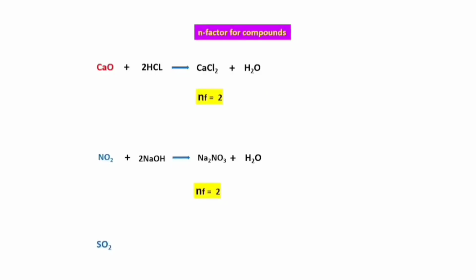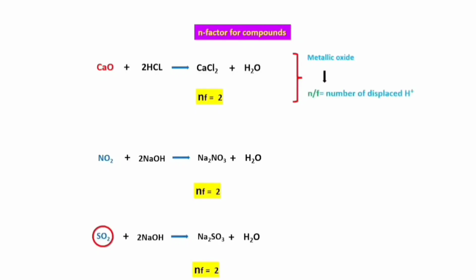In the same way, sulfur dioxide, when it reacts with sodium hydroxide in aqueous solution, will displace the hydroxyl anion to form sodium sulfide and water. As 1 mole of sulfur dioxide displaces 2 hydroxyl anions, its N factor is 2. So, when a compound is metallic, the number of hydrogen cations it displaces from an acid molecule is its N factor. And when the compounds are non-metallic, the number of hydroxyl anions they displace from a base molecule is its N factor.